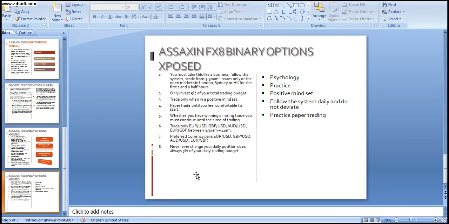So only invest 5% of your total budget. Make sure to trade from 9:30 to 11, only on the open markets in London, Sydney or Hong Kong for the first hour and a half. Trade only when in a positive mindset, so be ready to trade, be prepared, have your charting ready, have your broker site ready, be ready to basically rock and roll, and follow the system daily and do not deviate from the system. So whether you have winning or losing trades, you must continue until the close of trading.